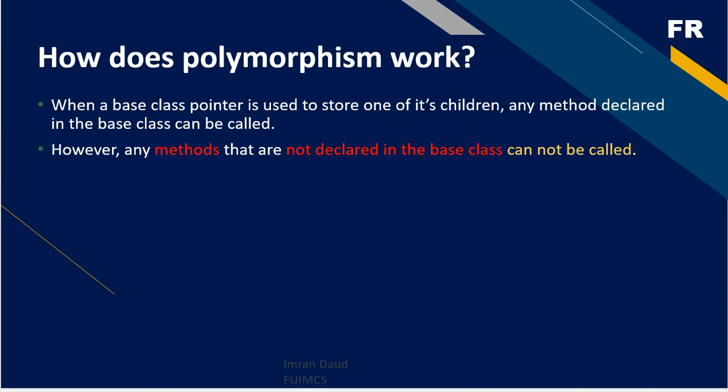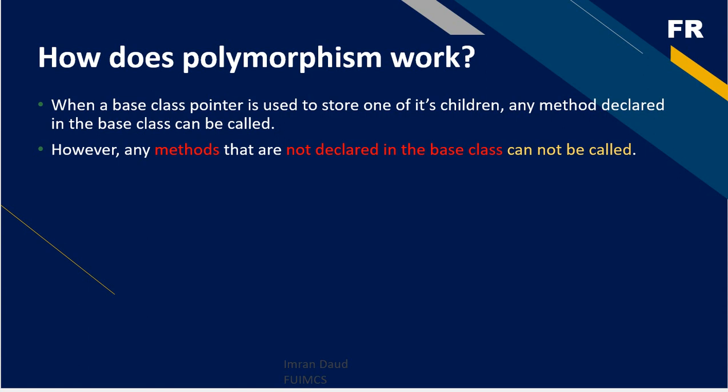Let's see how polymorphism works. When a base class pointer is used, as you already know, we're following Java as a programming language, so there is no such thing as a pointer in Java. But the reference is there. When we talk about the reference, that means there is some kind of addressing mechanism in which the addresses are held in an object.